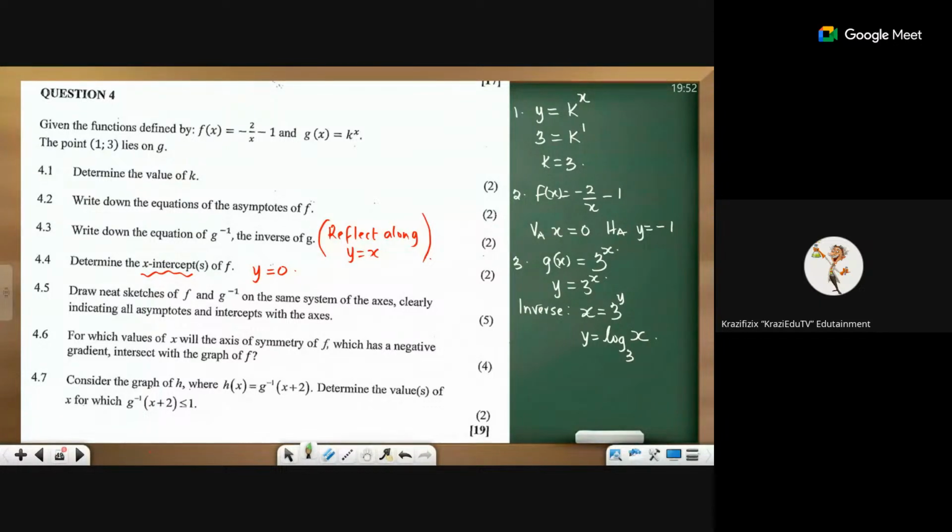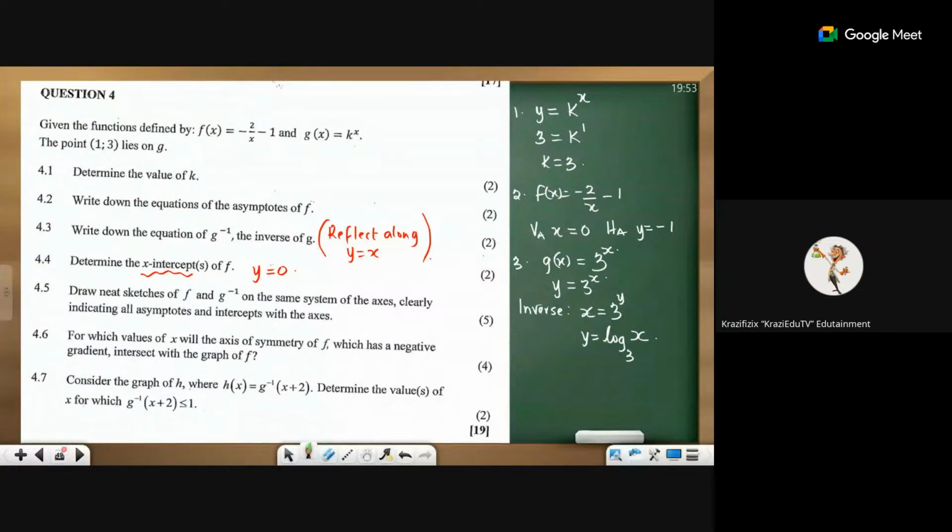Okay, for what values of x will the axis of symmetry of f, which has a negative gradient, intersect with the graph of f? Now, you see these particular ones now, they're becoming extra challenging. But Elena has already gotten what? 2, 4, 6, 8 plus 5. How many marks? 13. 13 over 19 is an A, if you check. Almost an A. So almost a level 6. That means only if you can move like that, this question I get a level 5. This question I get a level 6. Not 0.